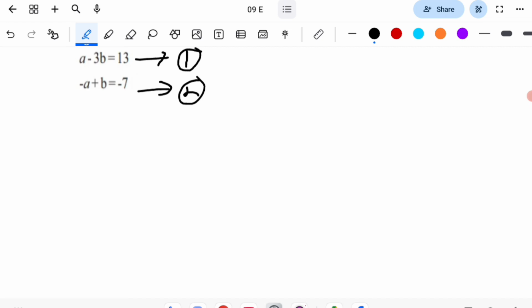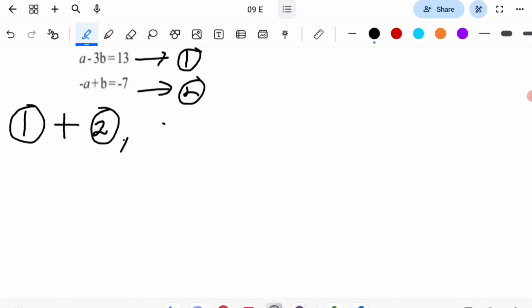Now we can see there is the same coefficient for the a term. The coefficient is 1, 1a, 1a. And when considering marks, the mark of the a term in the first equation is plus. The mark of the a term in the second equation is minus. There are opposite marks. Then we have to add the equations. I will write first equation plus second equation.